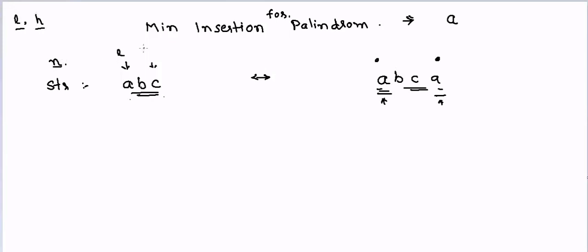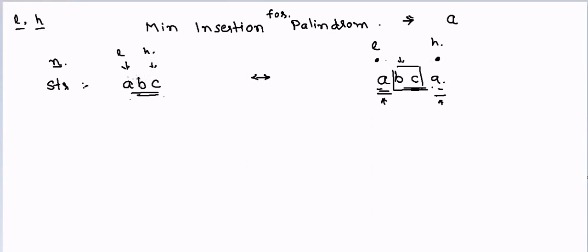So I'll check whether L and H are matching or not. Now say over here L and H are matching. If string of L and string of H are matching, we just have to check whether the rest of the characters are matching or not. If they are not matching, then we need to insert the minimum number of characters into that. In this case, L and H are matching, so in the rest of the characters we need to check. And in this case, A, B, and C, the characters are not matching.